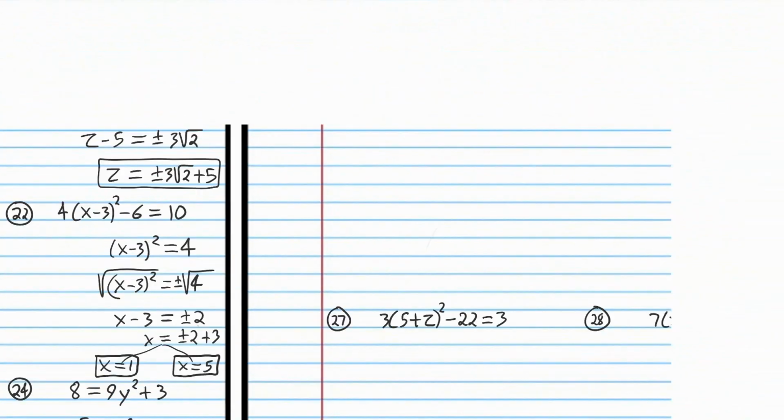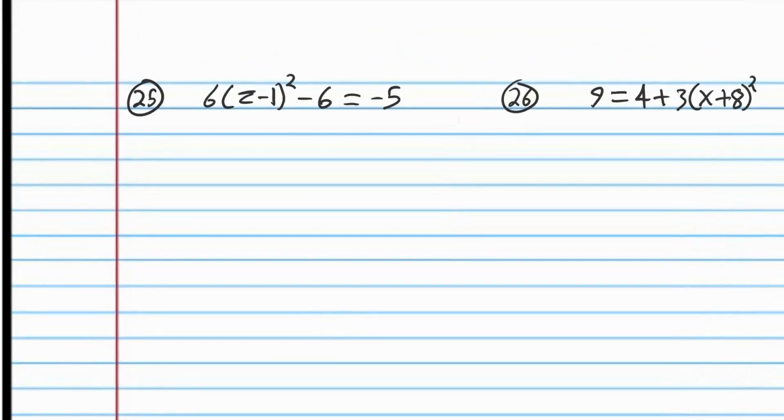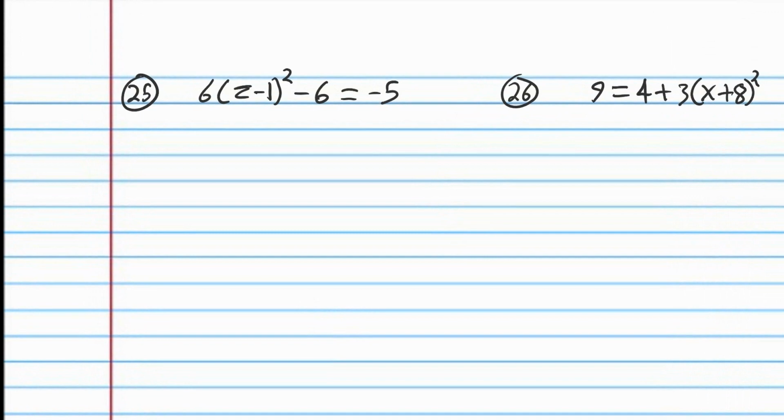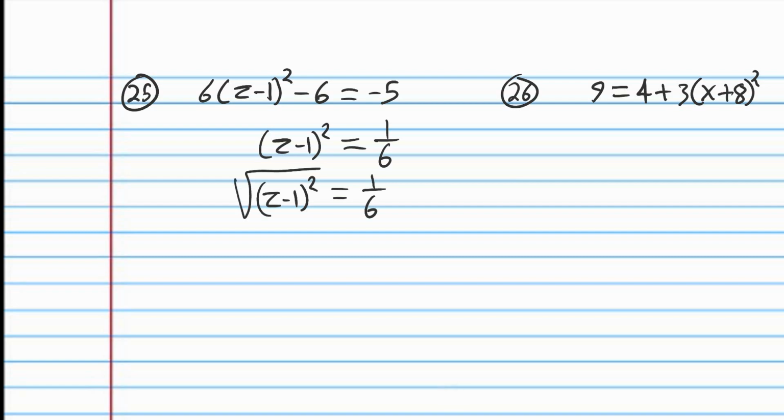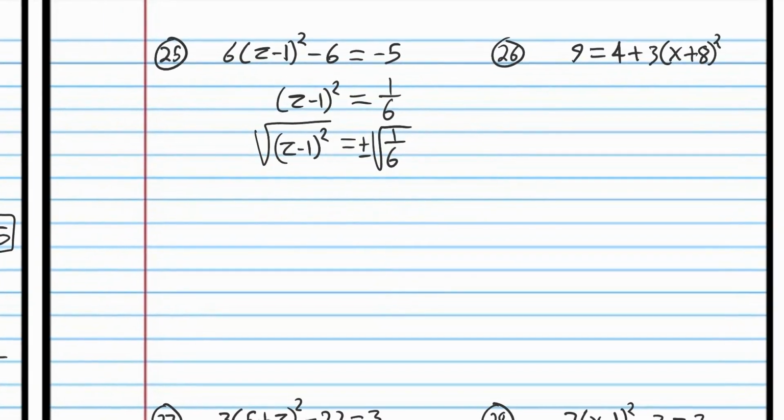All right, on to number 25. Let's do this one together. Add 6 to both sides and divide by 6. So again, you're going to add 6 first. Then you're going to divide by 6, and you get 1/6. So we isolated the square. Now we're ready to get rid of the square. Get rid of the power. So we square root both sides.